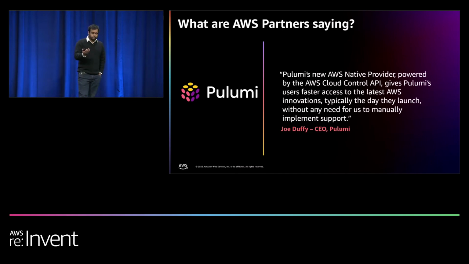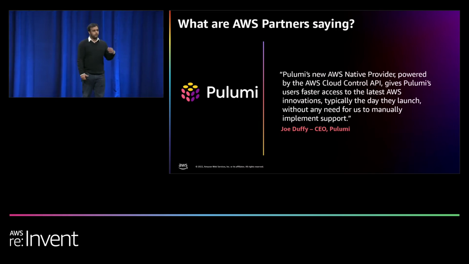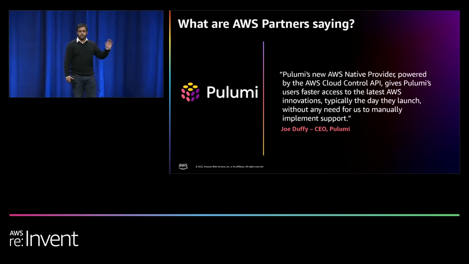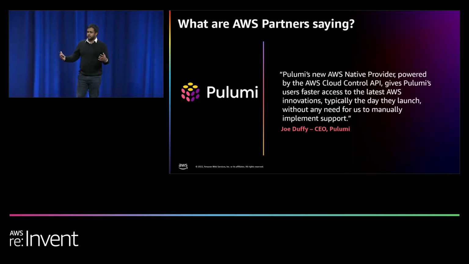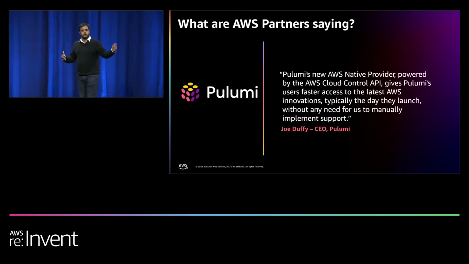And this is what the CEO tells us, that with this integration, Pulumi does not need to manually implement support for new AWS features and services each time they're launched. Therefore, directly passing on the benefit of allowing Pulumi's customers and our shared customers access to the latest AWS capabilities close to the day of launch.